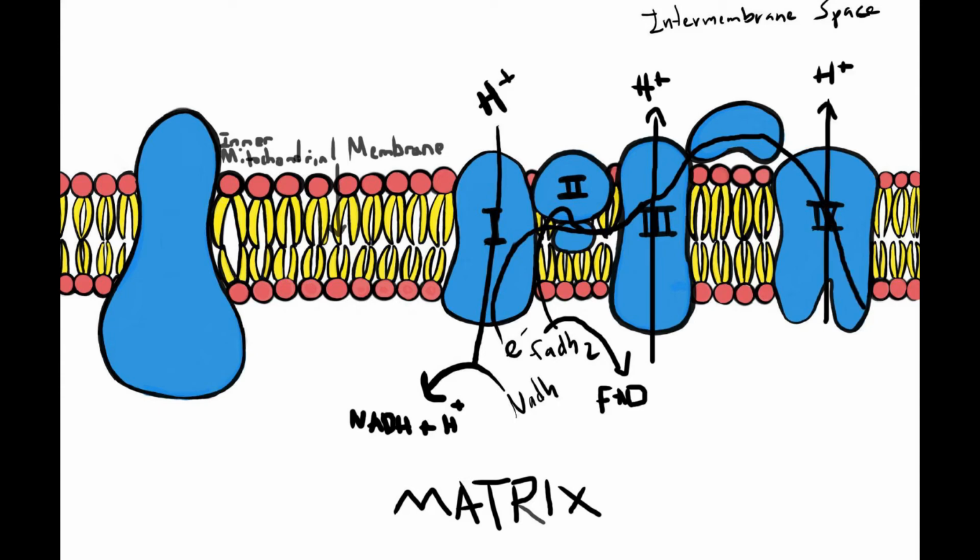Chemiosmosis and the electron transport chain make up oxidative phosphorylation. Either way, electrons continue to pass through each protein complex and pump hydrogen ions. The hydrogen ions are moved from low concentration to high concentration when they get pumped by each complex.